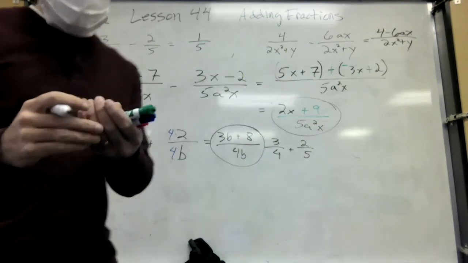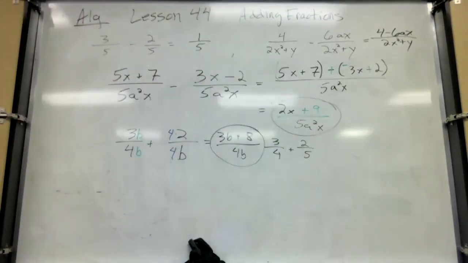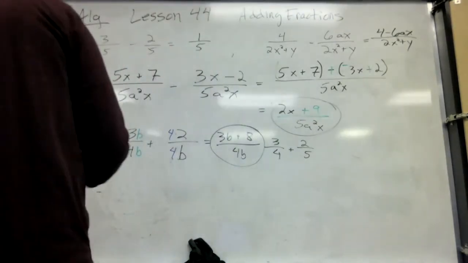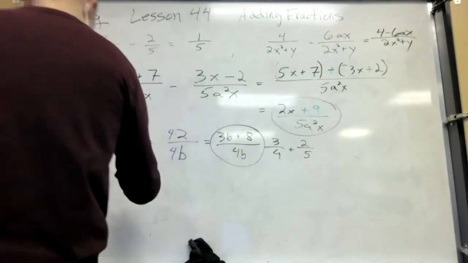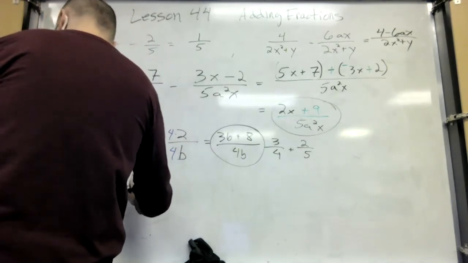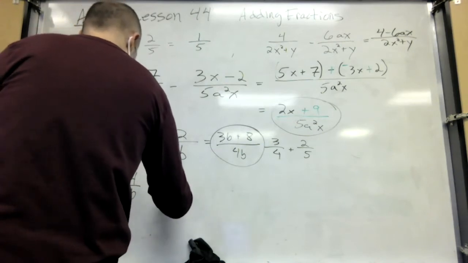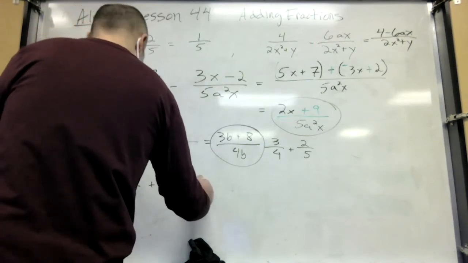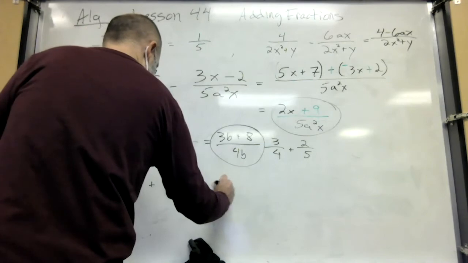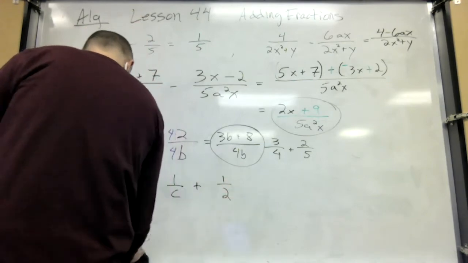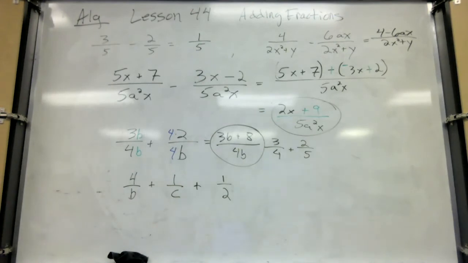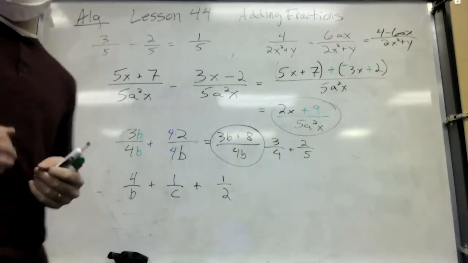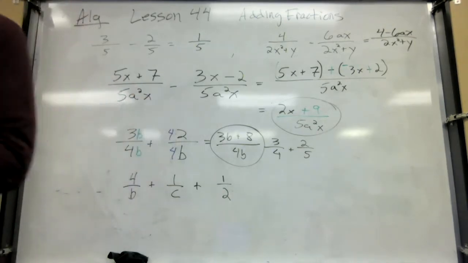Let's try another one. See if you guys can do this on your own here. Try this one. 4 over b plus 1 over c plus 1/2. Okay? So you don't have to use different colors, but I'm going to use different colors so you can see the changes I make.